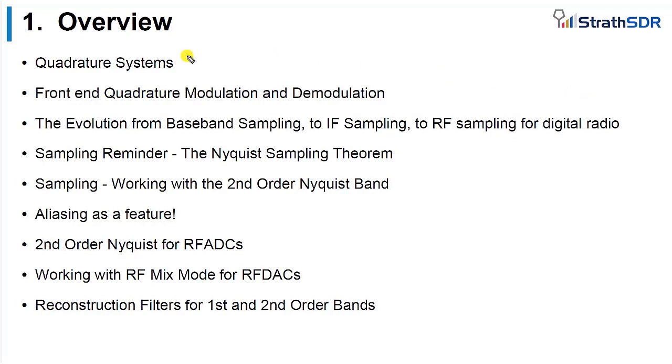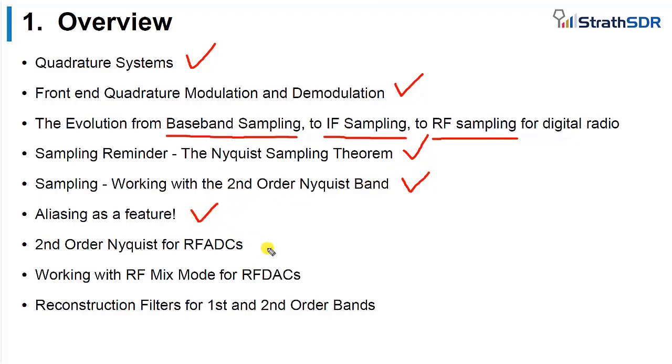So in this section we will review quadrature systems and look at the front end QAM, Quadrature Modulate, Quadrature Demodulate, which is a core part of the RFSoC for software-defined radio implementations. We'll remind ourselves of the evolution from baseband sampling some 20 years ago to hundreds of megahertz samplers and so-called IF sampling, and what we have now with the RFSoC RF sampling. A reminder on the sampling theorem, and then just some work to talk about the second order band and how that affects the sampling theorem.